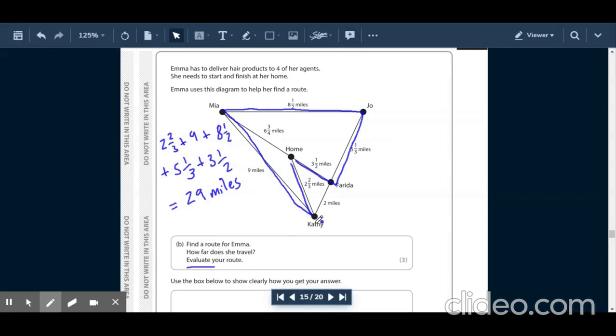So you could say, for instance, my route goes to each of the agents once. And that would be fine. That would give you a mark. So just any comment about the route you have made.